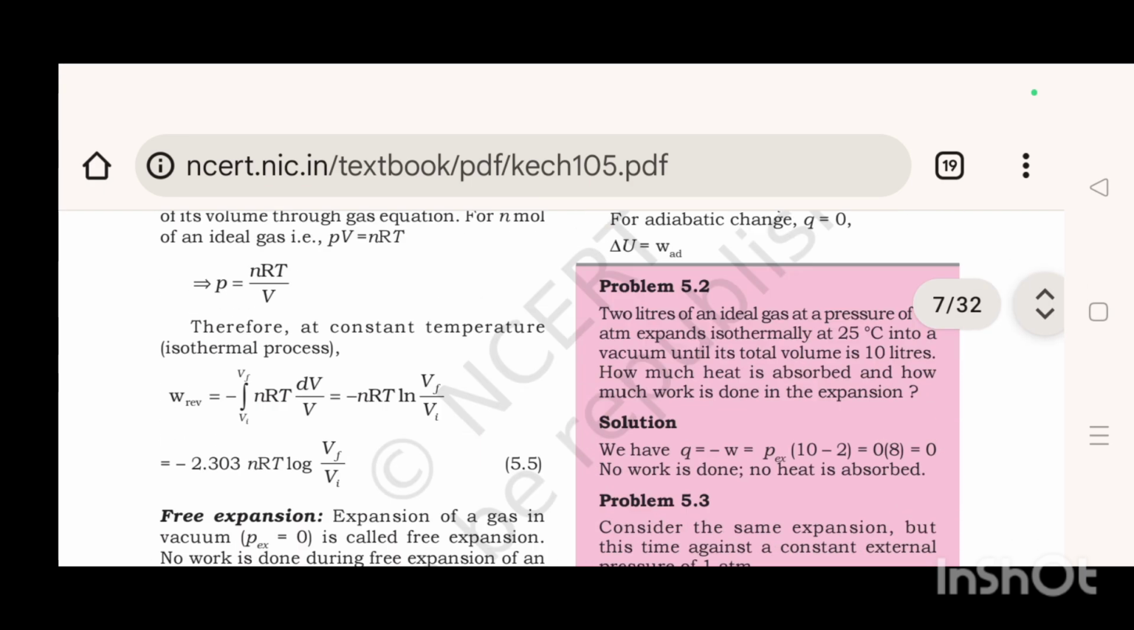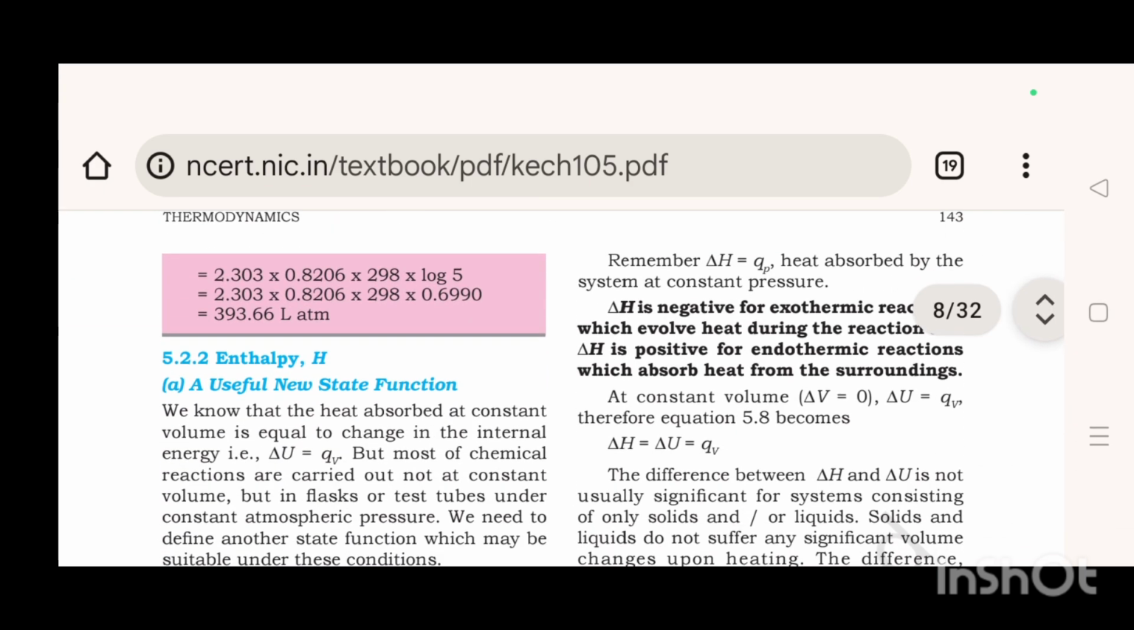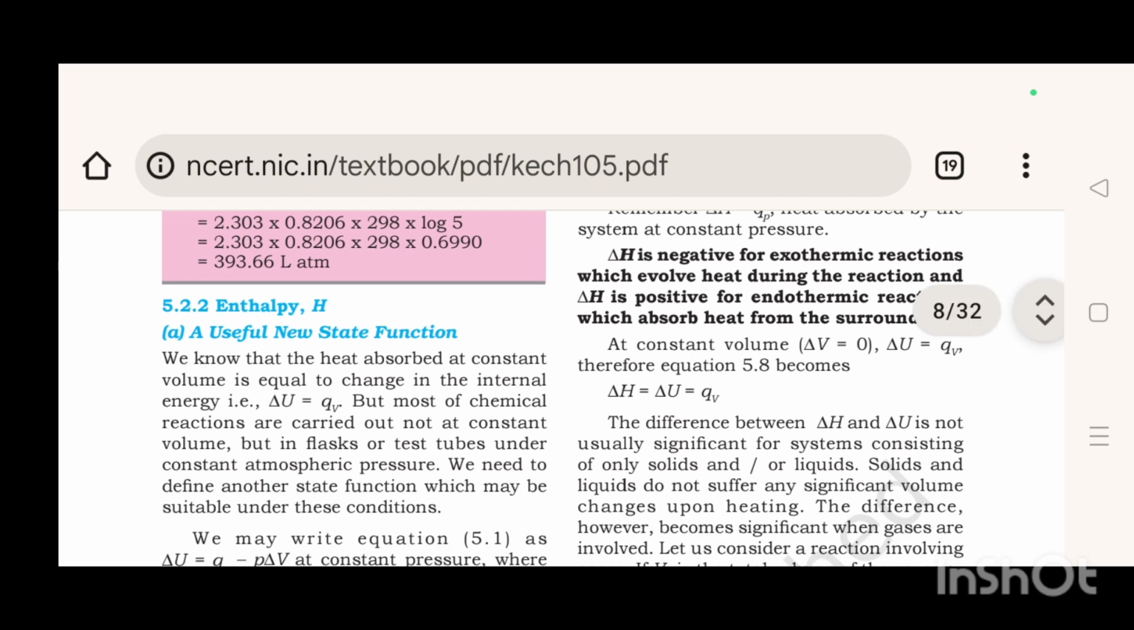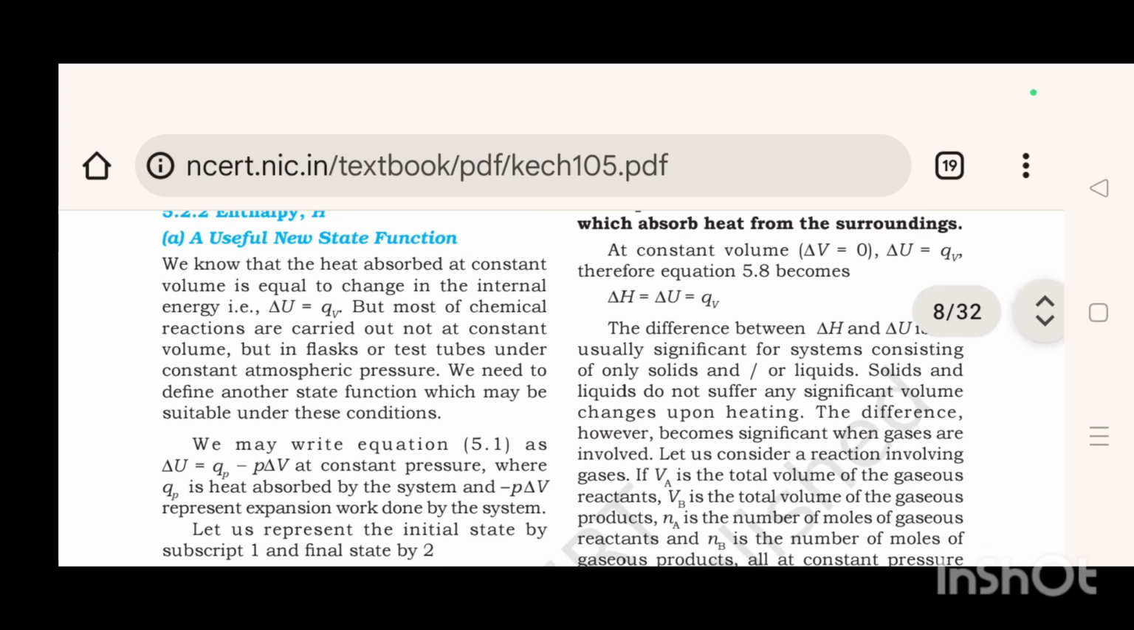Enthalpy H, a useful new state function. We know that the heat absorbed at constant volume is equal to the change in internal energy, that is delta U equals QV. But most chemical reactions are carried out not at constant volume but in a flask or test tube under constant atmospheric pressure. We need to define another state function which may be suitable under this condition. We may write the equation delta U equals Qp minus P delta V at constant pressure, where Qp is heat absorbed by the system and minus P delta V represents the expansion work done by the system.